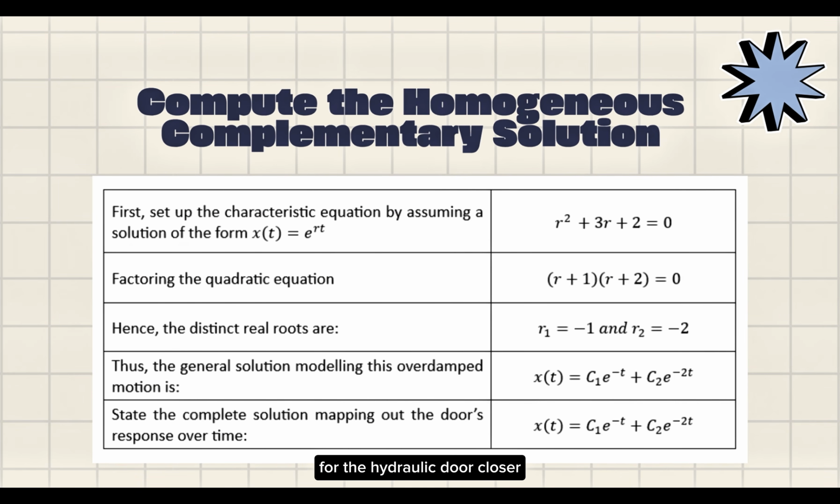For the hydraulic door closer, we first set up the characteristic quadratic equation r squared plus 3r plus 2 equals 0. Factoring this gives us roots of -1 and -2. Because these roots are real and distinct, our general solution for this overdamped system is x(t) equals c1 e to the power of -t plus c2 e to the power of -2t.